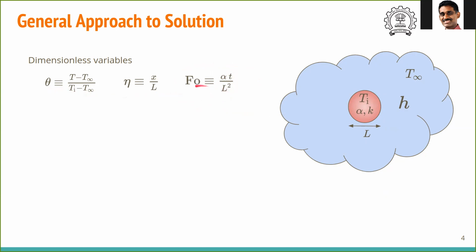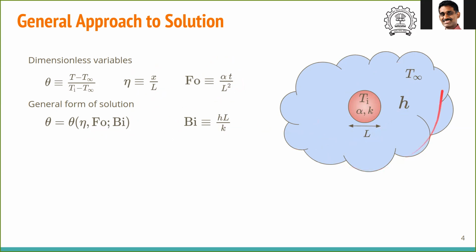We can use all these three and make the equation dimensionless. And the general form of the solution will be like this. Theta, which is the unknown variable, is a function of eta, the spatial coordinate, and the Fourier number, the dimensionless time, and a function of the Biot number. The Biot number contains h L by k, that is, the resistance outside, 1 by h, over the resistance inside, L by k.